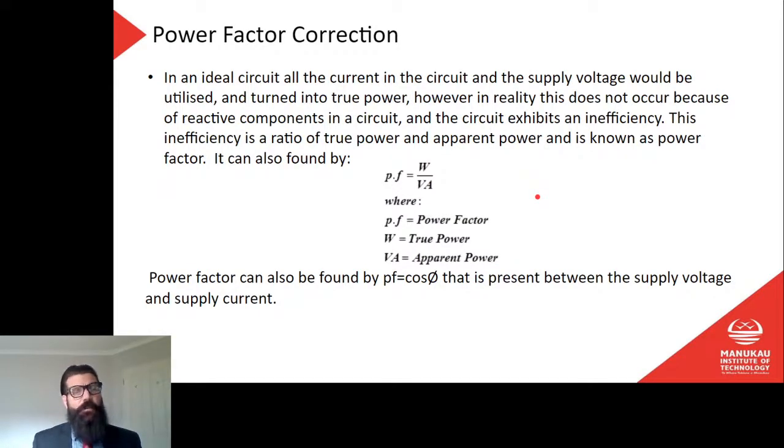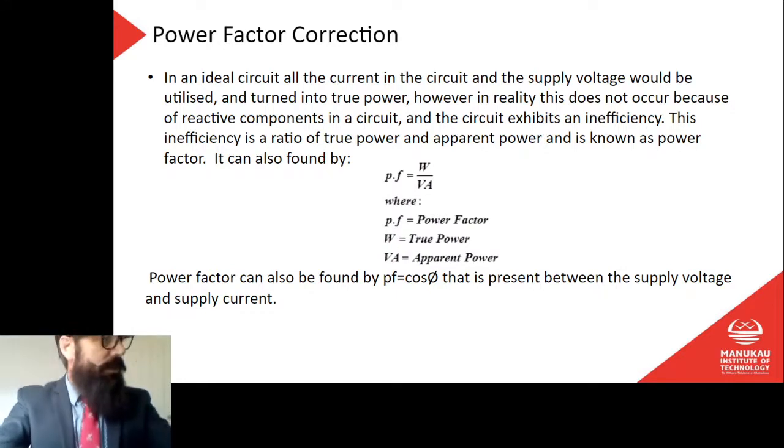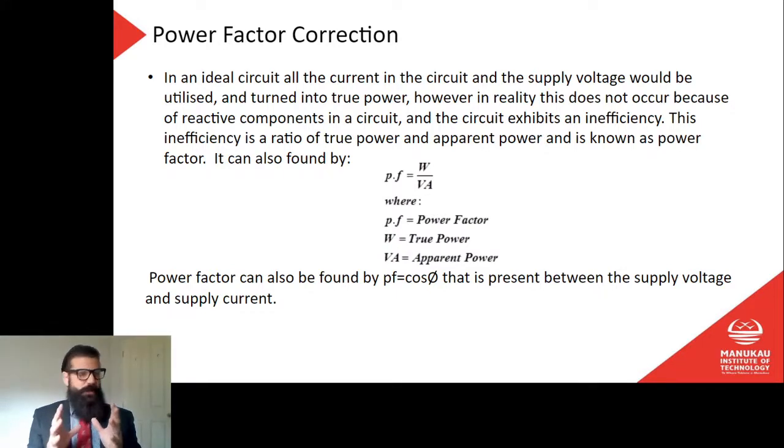In an ideal circuit, all the current in the circuit and the supply voltage will be utilized and turned into true power. So that's our resistive power. That's the power that's doing the work. True power is the power that's doing the work.